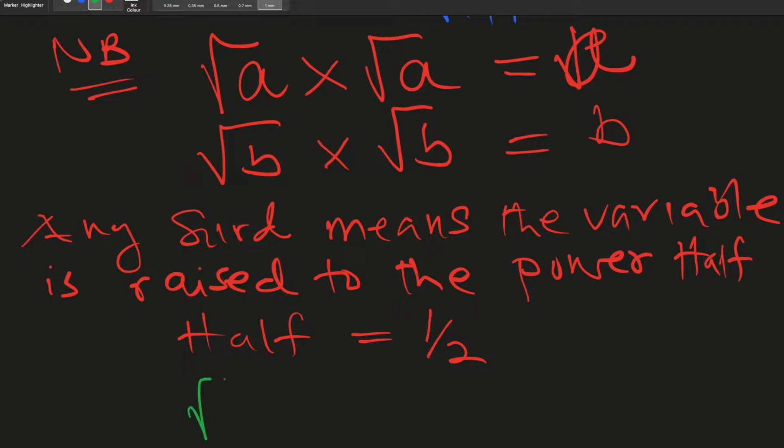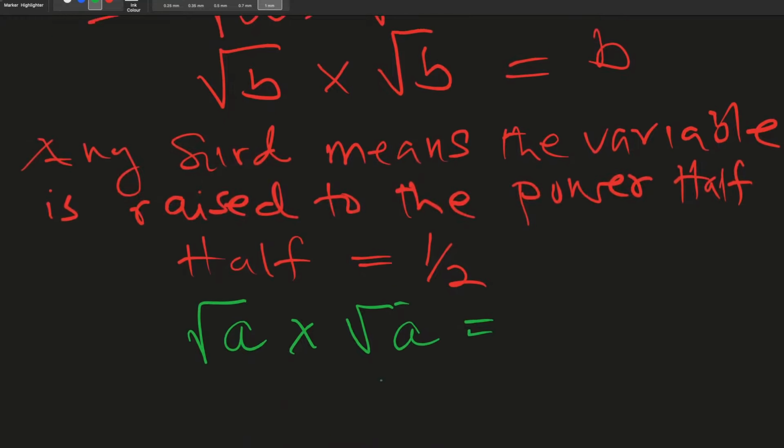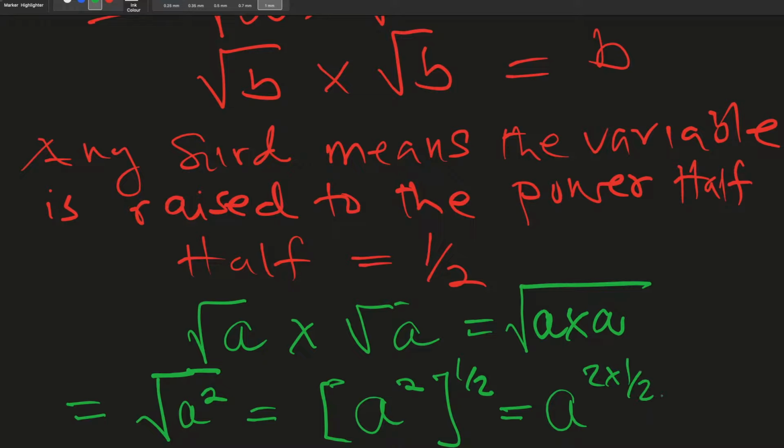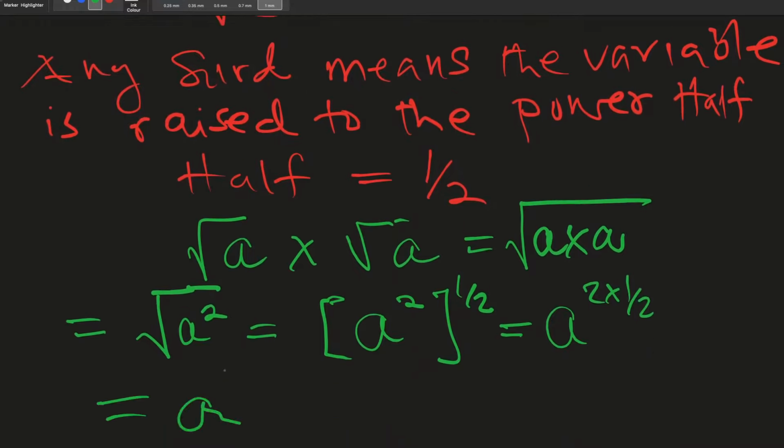Okay? So, if that is the case, let's do some small proof. If I have root of A multiplying root of A, it means root of A times root of A. And the root of A times root of A will be root of A squared. Okay? So as I said, this means A squared all raised to the power half. And when we multiply, this will be A to the power 2 times half. Okay? And this will be 2/2, meaning A raised to the power 1 is equal to A.